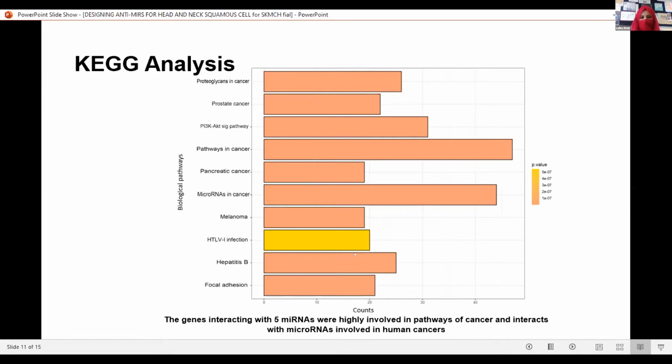After that, I analyzed them for their pathways, to see in which pathways they are potentially involved. I found through this analysis that they are mainly involved in pathways in cancer. The longest bar you can see over here is the microRNAs in cancer, which means that they are also reported in other types of cancer for their significant values.